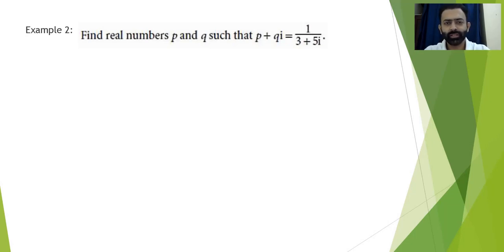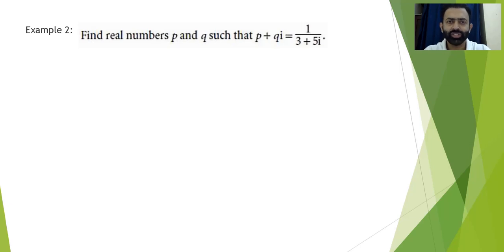We have already started our last chapter, complex numbers, and in the last video I introduced you to the concept of complex numbers and how we write any complex number. A complex number can be written as a plus ib or x plus iy. So any complex number will have two parts. One is the real part and another one is the imaginary part, right?